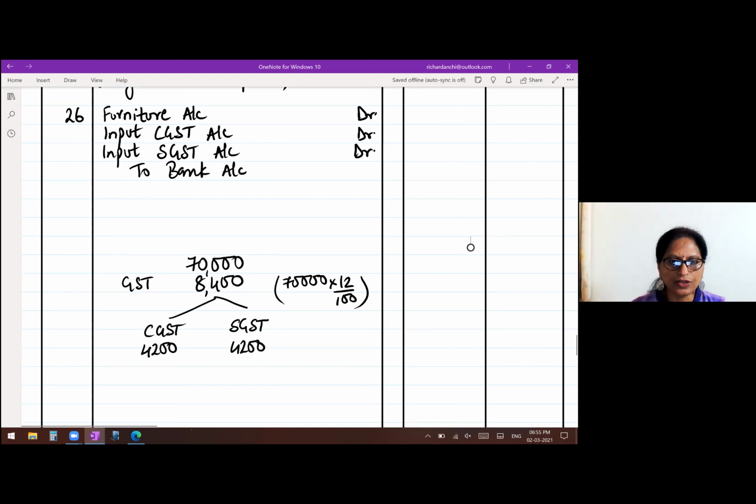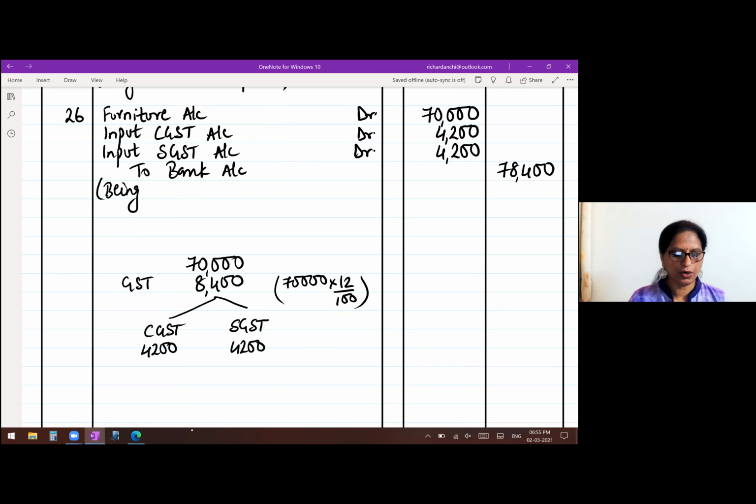Now how do you write the entry? Furniture account debit 70,000, the cost of the furniture. Input CGST account debit 4,200. Input SGST account debit 4,200. To bank account 78,400. You can take the total of those three. It was 78,400. So you will write the narration being furniture purchased at 12% GST.